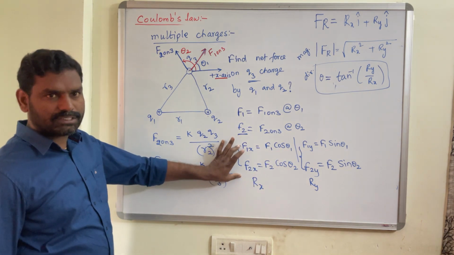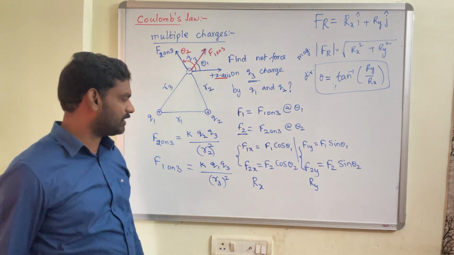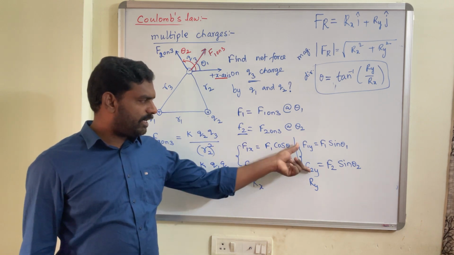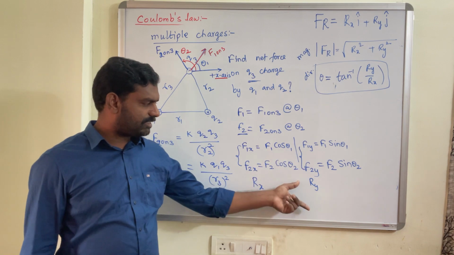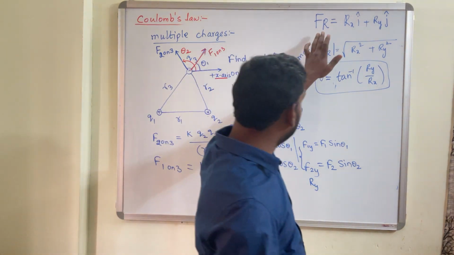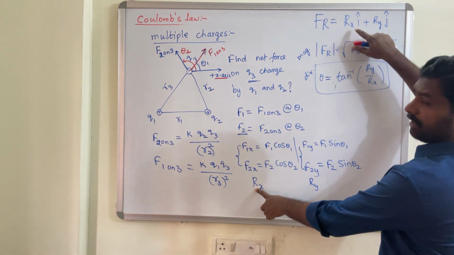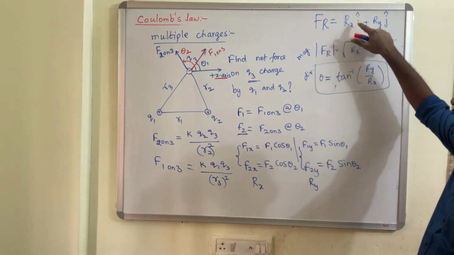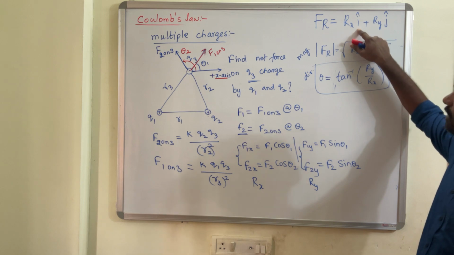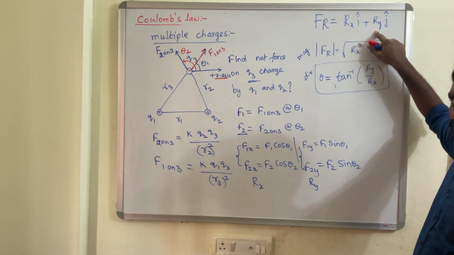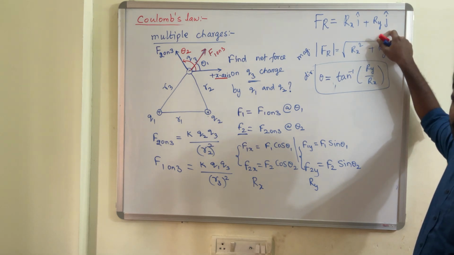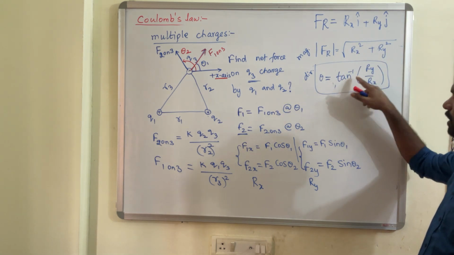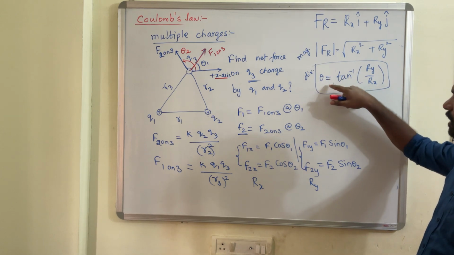We can add X components because they point along the same X direction. By adding the two X components of the forces, you will get the resultant force along the X axis. By adding the two Y components, you will get the resultant force along the Y axis. So the final resultant force is Rx into i cap. Rx indicates the magnitude along the x axis, and i cap indicates the direction along x. Ry is the component of the net force along the y direction, and j indicates the direction along y. So the magnitude of this force is the square root of Rx square plus Ry square. For direction, tan theta equals opposite side by adjacent side, that is, theta equals tan inverse of Ry by Rx.